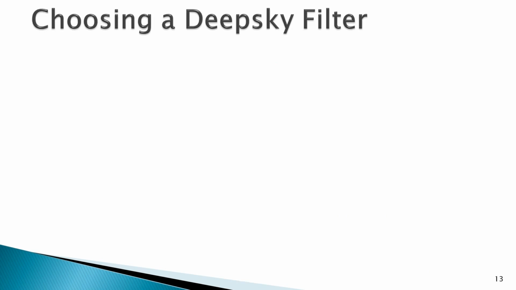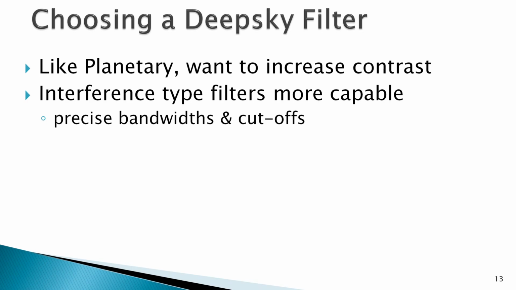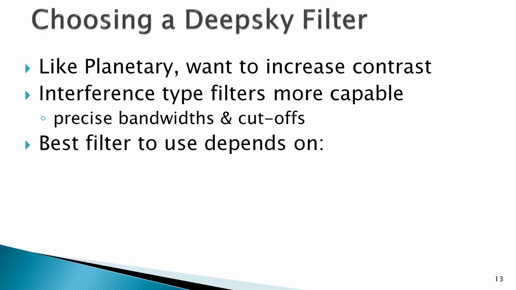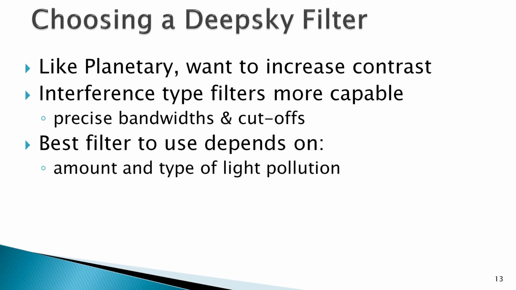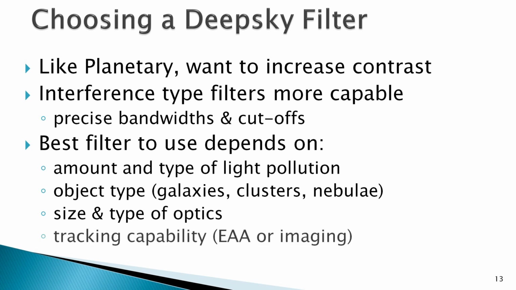So, how does one choose what deep sky filter to use? Well, like planetary filters, we want to increase contrast, and interference-type filters are the most capable of delivering accurate, high transmission passbands around our wavelengths of interest. The best filter to use depends on a number of things, including the nature of the light pollution, the type of deep sky object you are trying to observe, the size and type of optics you are using, and in the case of imaging or electronically assisted astronomy, the tracking capability of your mount.